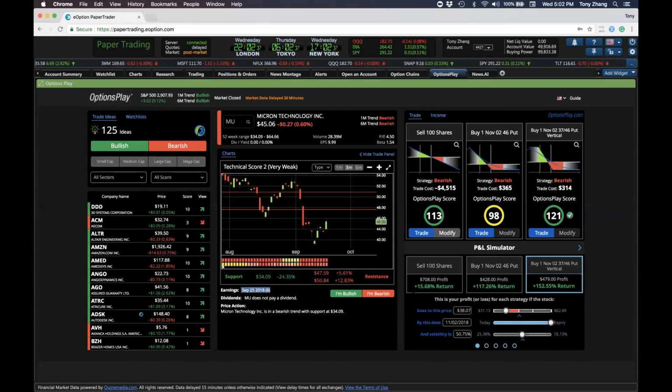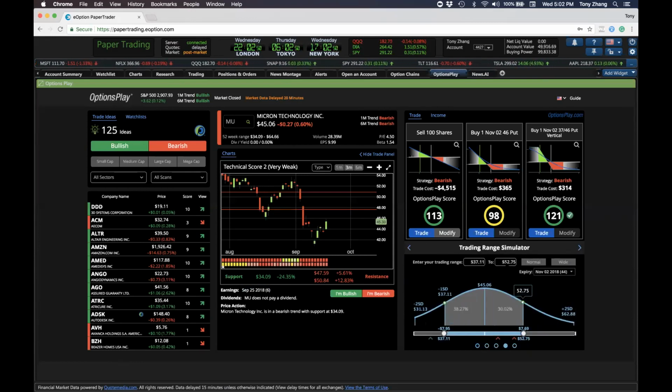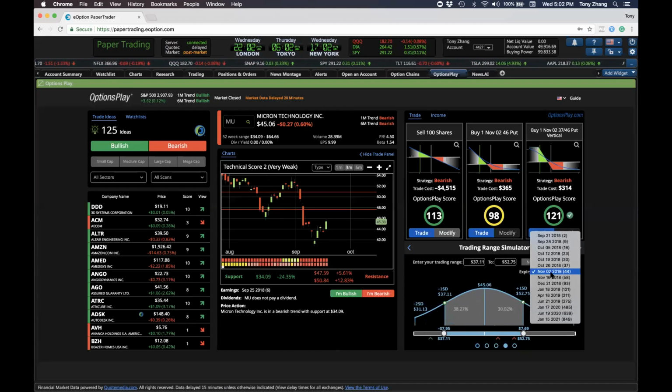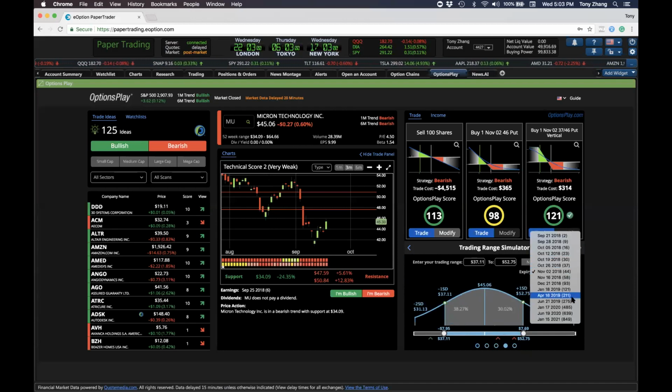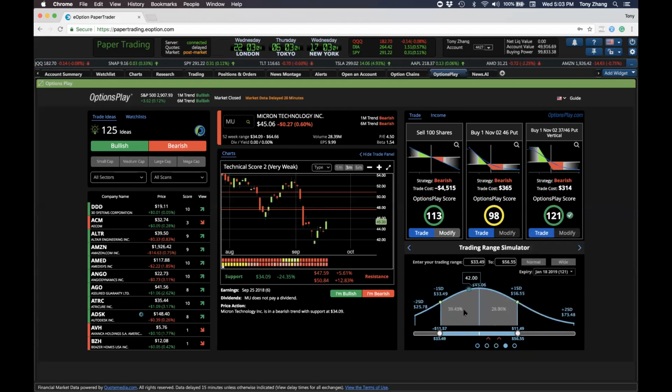Where do you find standard deviations? Great question. So if you're interested in understanding what the standard deviation moves are, there's two ways you can do that. Number one, we have 4 dots here on the bottom. I didn't have time to go through everything, but the 4th dot is the trading range simulator. This allows you to select any expiration date and see what the one standard deviation move is for each expiration date. So if you want to look at, let's say, a longer dated expiration like the January 2019, you can select that and we'll show you what the one standard deviation move is.